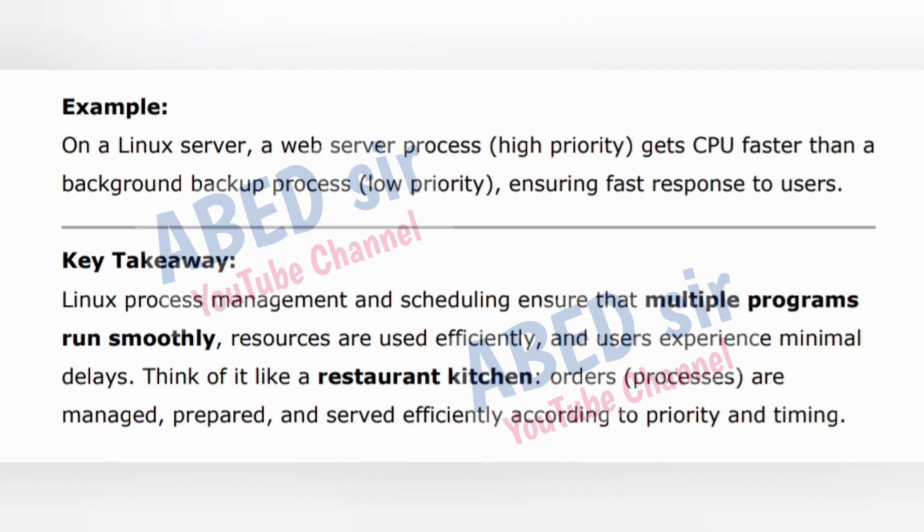Example: on a Linux server, a web server process, high priority, gets the CPU faster than a background backup process, low priority, ensuring fast response to users. Key takeaway: Linux process management and scheduling ensure that multiple programs run smoothly, resources are used efficiently, and users experience minimal delays. Think of it like a restaurant kitchen. Orders, processes, are managed, prepared, and served efficiently according to priority and timing.